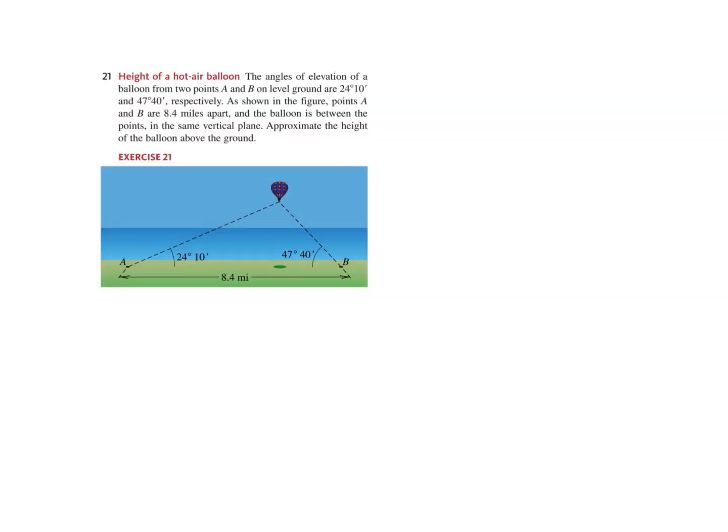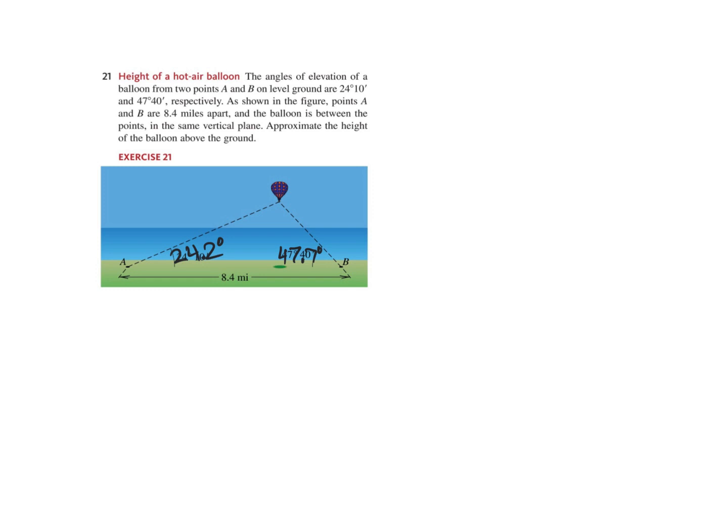All right, the angles of elevation are given, respectively, 24 degrees 1 minute, which is 10 divided by 60 is 0.16, so we say 0.2. So this is 24.2 degrees. And 40 divided by 60 is going to give you 0.6 repeating, or 0.7, so 47.7 degrees. All right, now, points A and B are 8.4 miles apart, and the balloon is between the points in the same vertical plane. Approximate the height of the balloon above the ground.